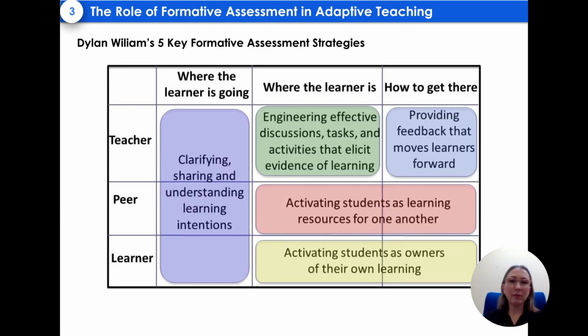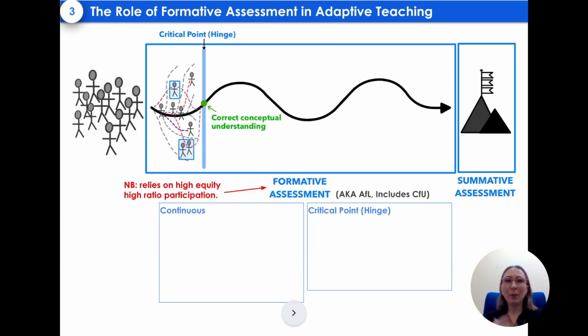So we can activate them for each other, and we can also activate them for themselves, and they can be better self-regulated learners. So back to my visual and my little story. So I gave a definition of summative assessment and formative assessment, and now I'm just looking at a distinction that I have made within formative assessment between what I would term continuous formative assessment and critical point formative assessment. So a critical point is a point in a lesson where if you had to ask yourself, have they got this? Can I move on?